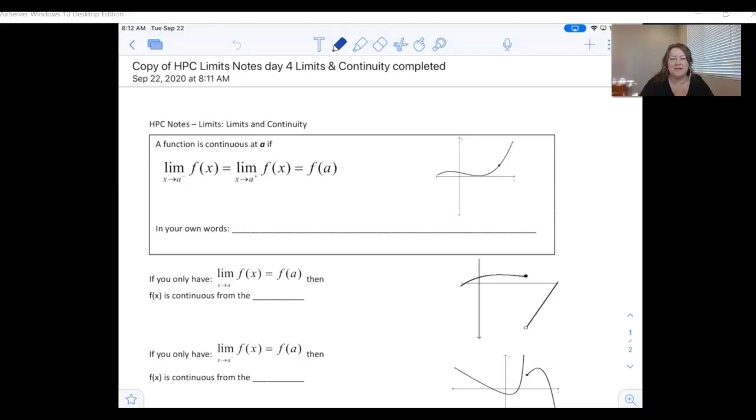Hello, Honors Pre-Calculus. This is day 4 of our limits notes, specifically on continuity. All right, this is going to be the easiest notes day ever.